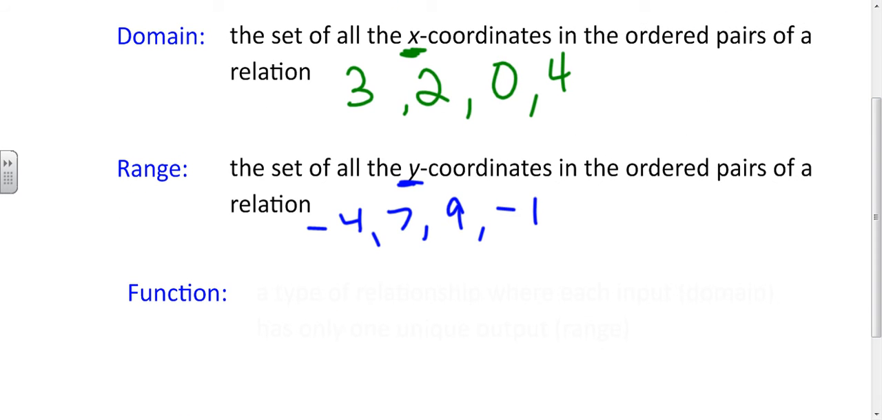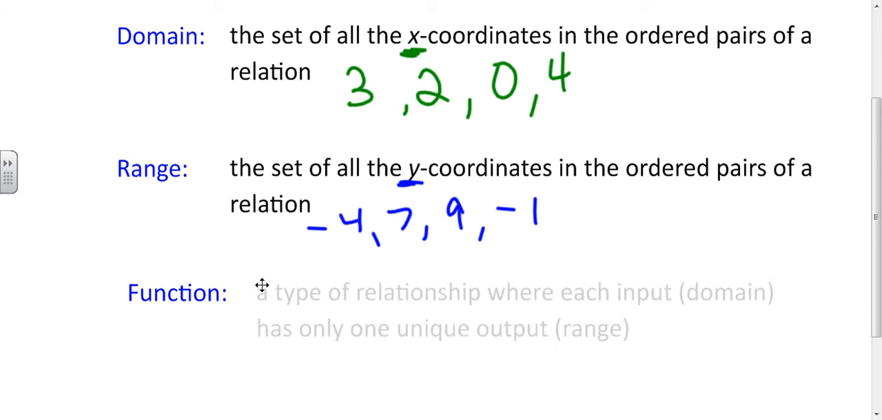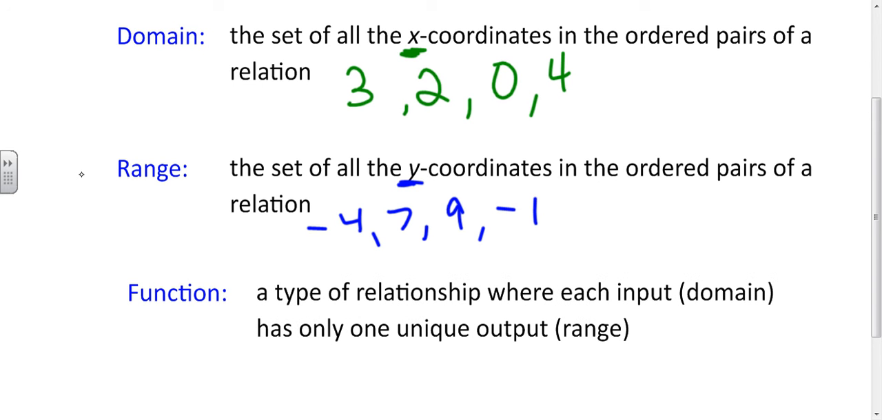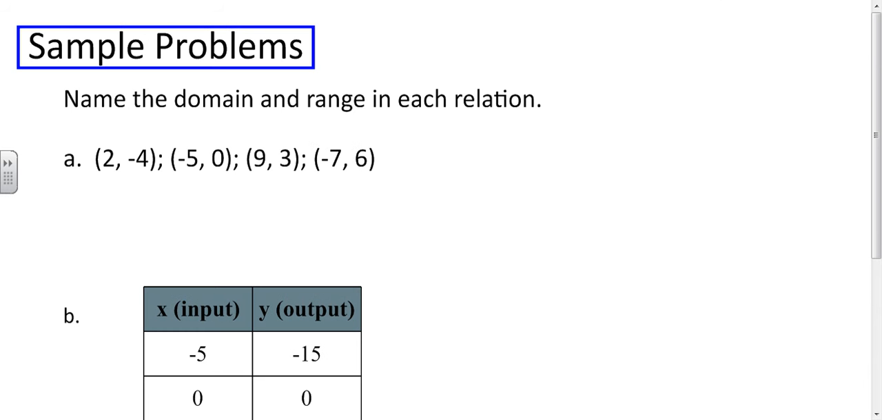And finally, we have a definition for a function. This is a type of relation where each input, that's the domain, has only one unique output, which is the range. We're going to see real quickly how we can test for that in just a little bit. But first, let's name the domain and range in each relation here.